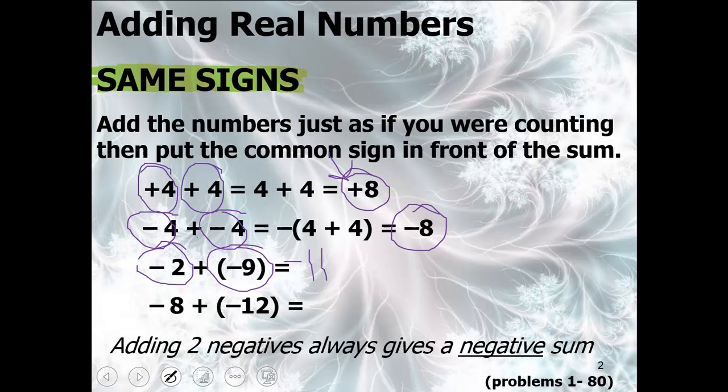All right, welcome back. We have negative 8 plus negative 12. All right, so I put down 8 reds, I put down 12 more reds, and so I end up with 20 reds. So negative 20.